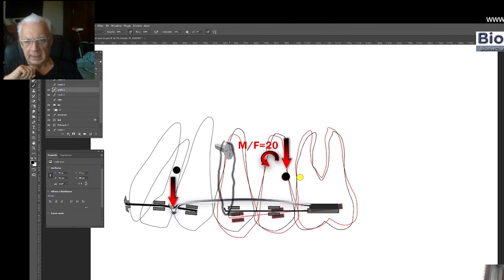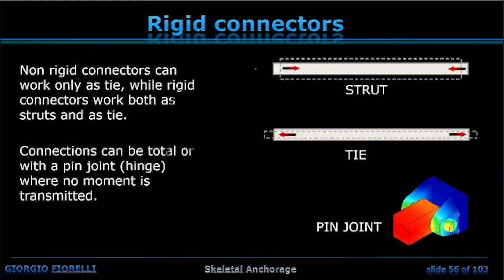One thing that has to be explained is that when we have an indirect anchorage, we can use this in three different ways. We can have a rigid connector, and the rigid connector can be a total block. In engineering, we call it a strut, or a pin joint, where we transfer forces but we don't transfer moments, or a tie.